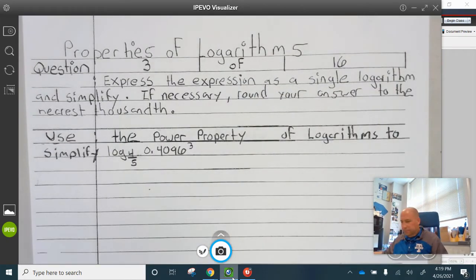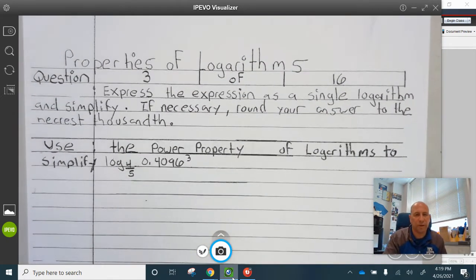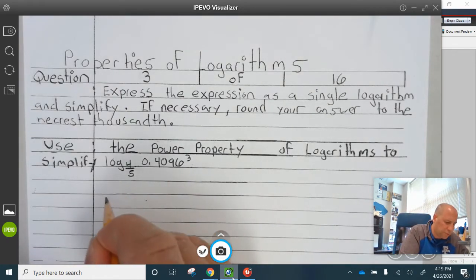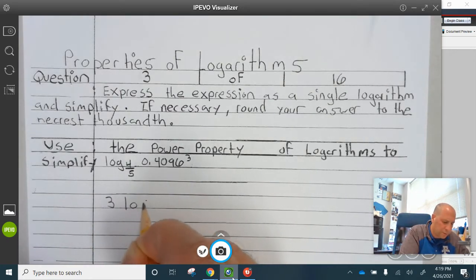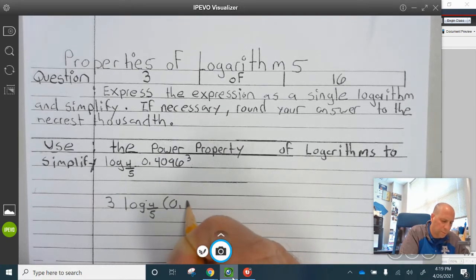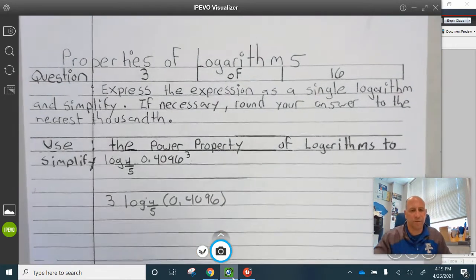All right. Question 3 of 16. Express the expression as a single logarithm and simplify. If necessary, round your answer to the nearest thousandths. Use the power property of logarithms to simplify log of 4/5 of 0.4096 to the third power. So the 3 comes to the front, so that's 3 times log of 4/5 of 0.4096. And we can just plug that into our calculator.